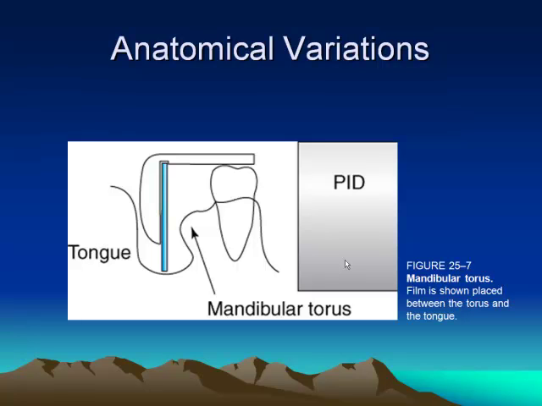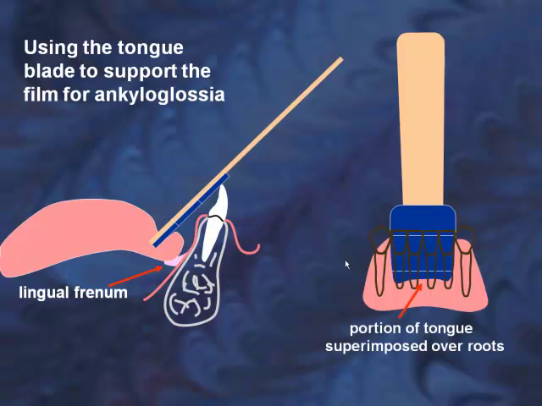Here you can see that the film is shown placed between the tori and the tongue, not directly on top of the tori. If a patient has ankyloglossia, which means tongue-tied, a congenital oral anomaly caused by a short, thick lingual frenum, it decreases mobility of the tongue.